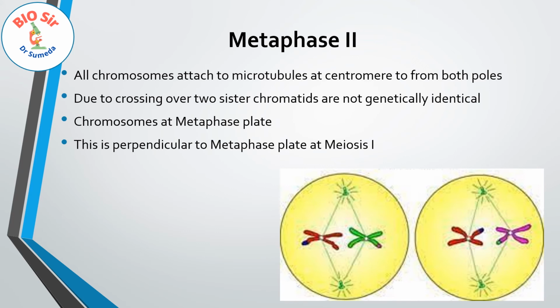The chromosomes will be at the metaphase plate, and this is very important: this metaphase plate is perpendicular to the metaphase plate of meiosis 1. Previously we had metaphase 1 in meiosis 1, and that metaphase plate is perpendicular to the new one. At this point we will have 2 cells. The microtubules are attached to the kinetochore at the centromere, from both sides to the one chromosome.